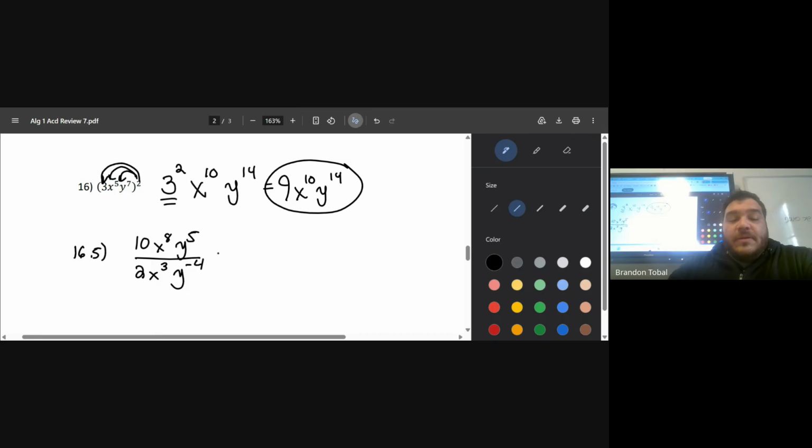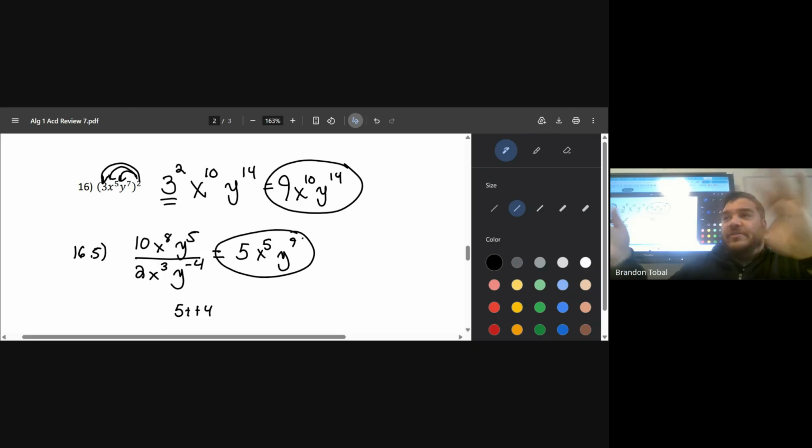Yeah, that's a good one. So, in this hardest version of the question, the first thing you do is divide everything. So 10 divided by 2 is 5. x to the 8 divided by x to the 3. Remember, division means subtraction. So that's x to the 5. And then y to the 5 minus y to the negative 4. So that's 5 minus negative 4. A double negative causes positive. So y to the 9. That would be like the hardest version of this question, where you have to do a couple of things altogether, okay?